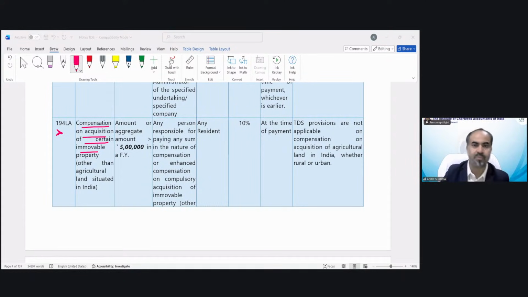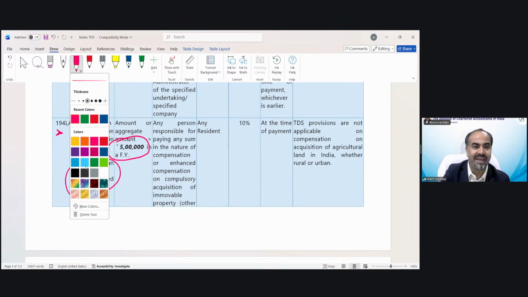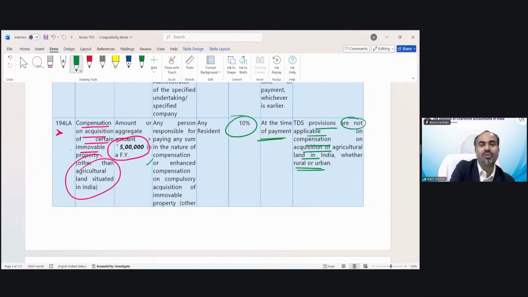Well done, students. Chalo. So if the compensation is exceeding 5 lakh rupees, other than agricultural land, remember, okay? In that situation, TDS is going to be deducted. Who is going to deduct the TDS? Of course, the person who is paying the amount of compensation. Rate is 10% at the time of payment. The provisions are applicable on compensation for acquisition of non-agricultural land in India, whether rural or urban. So this is not applicable on agricultural land.